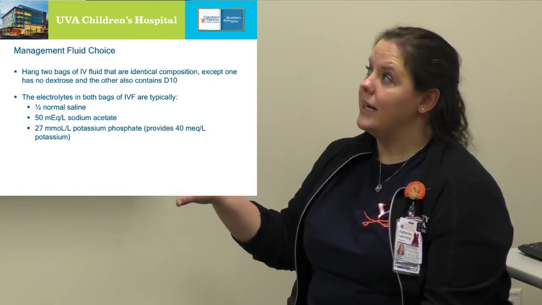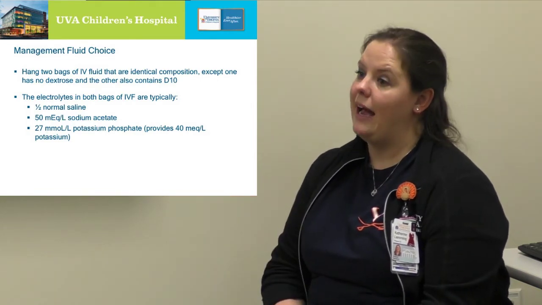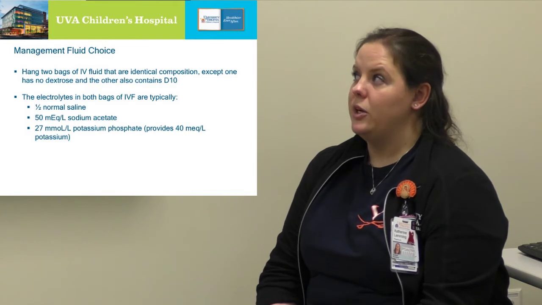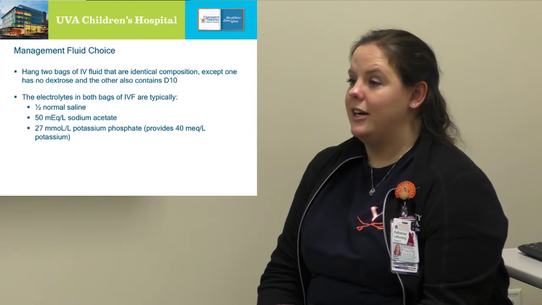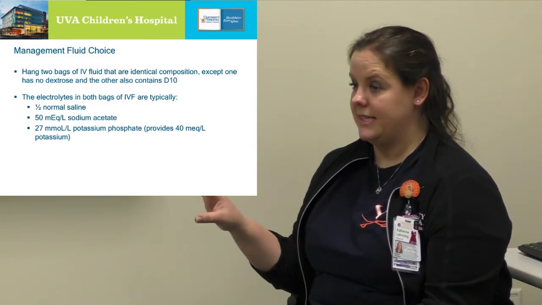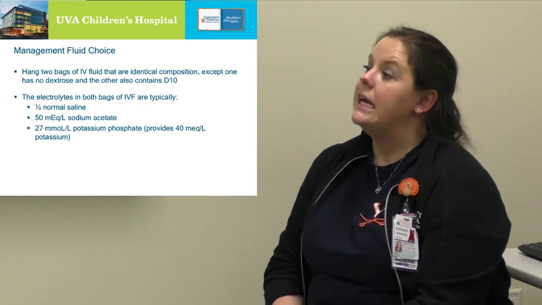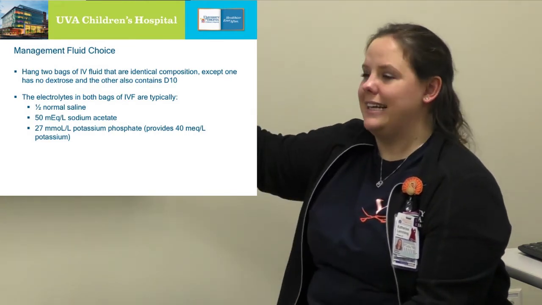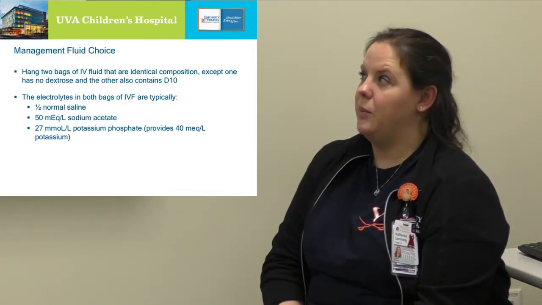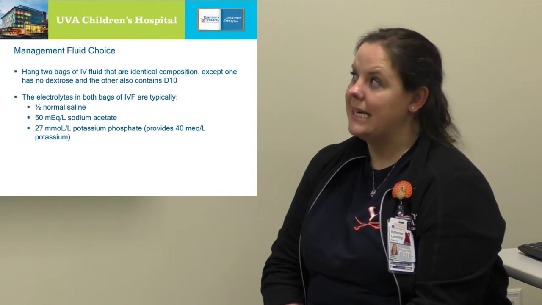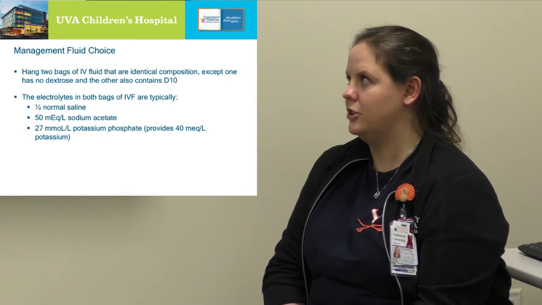The electrolytes in the bags are usually half normal saline, 50 milliequivalents per liter of sodium acetate, and 27 millimoles per liter of potassium phosphate. And this provides about 40 mEq of potassium. Now, sometimes these electrolyte concentrations can change, and that's just based on shortages. I believe right now we have potassium acetate and sodium phosphate in our DKA fluids for the pediatric population.